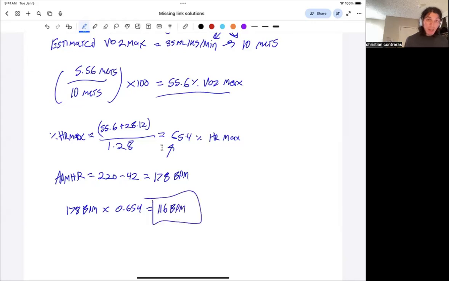We get that. So this means if she's only going to be exercising for 90 minutes a week, her average steady state heart rate should be about 116 to ensure that she's working at a high enough intensity to hit the minimum threshold of 500 MET minutes every week.